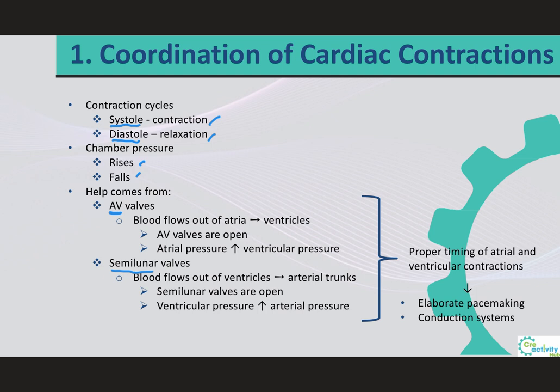Blood will flow out of an atrium only as long as the atrioventricular valve is open and the atrial pressure exceeds the ventricular pressure. In the same way, blood will flow from the ventricle into an arterial trunk, either the pulmonary trunk or the aorta, only as long as the semilunar valve is open and the ventricular pressure exceeds the arterial pressure. The proper functioning of the heart will therefore depend on the proper timing of atrial and ventricular contraction.